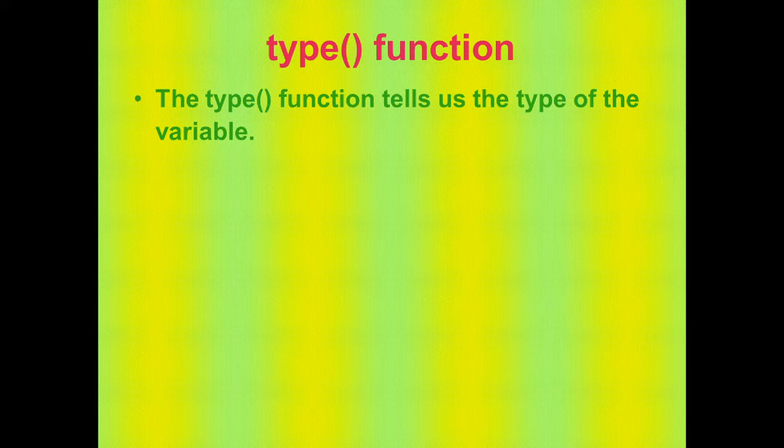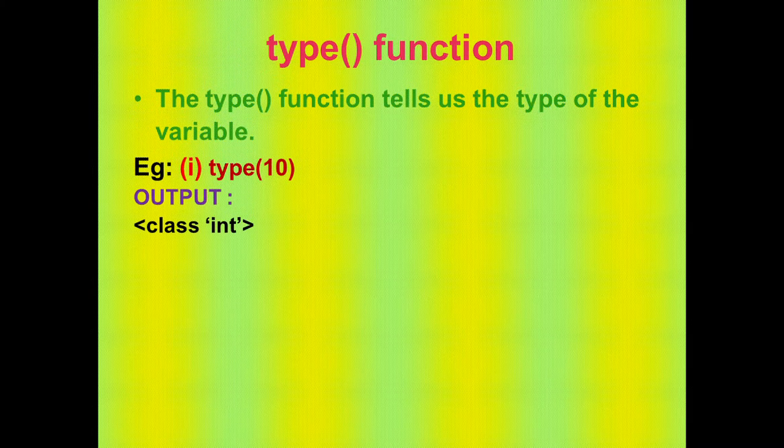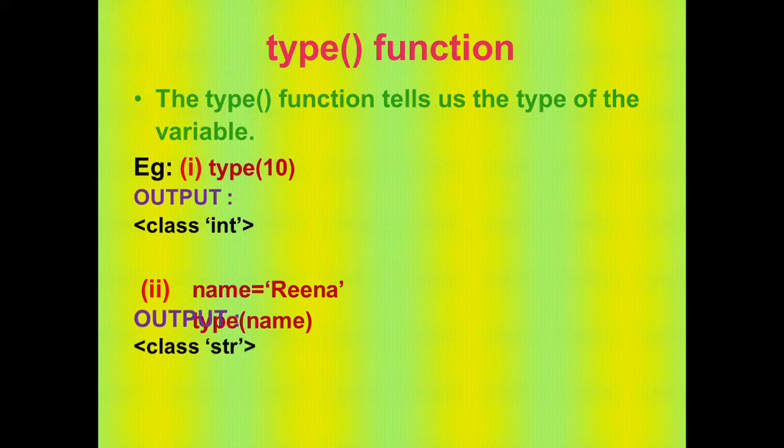What is the use of this type function? It will just tell you the type of the variable or the constant. See this example, type of 10. Python will give you class int, meaning it is an integer. Name equal to Reena, type of name. Python will give you class str. Str means it is a string.